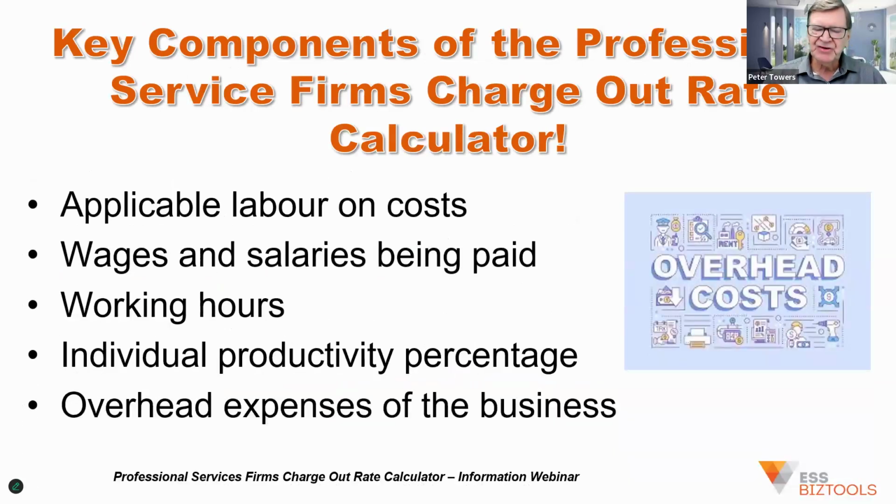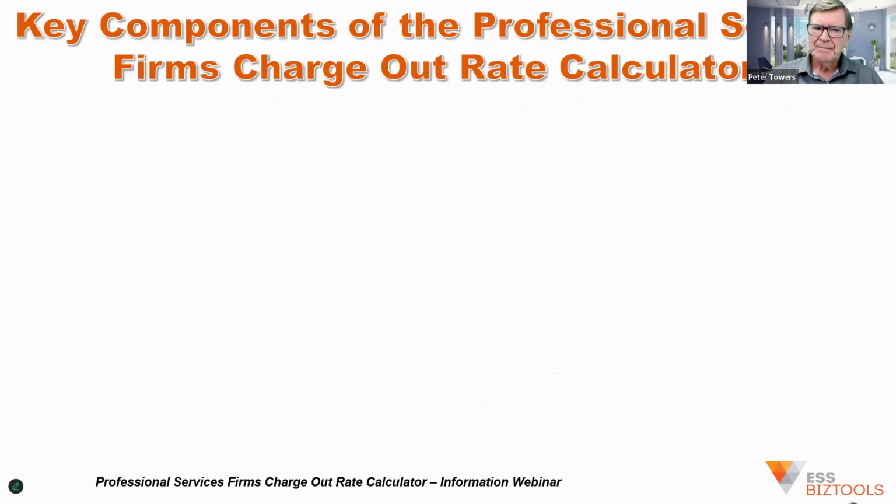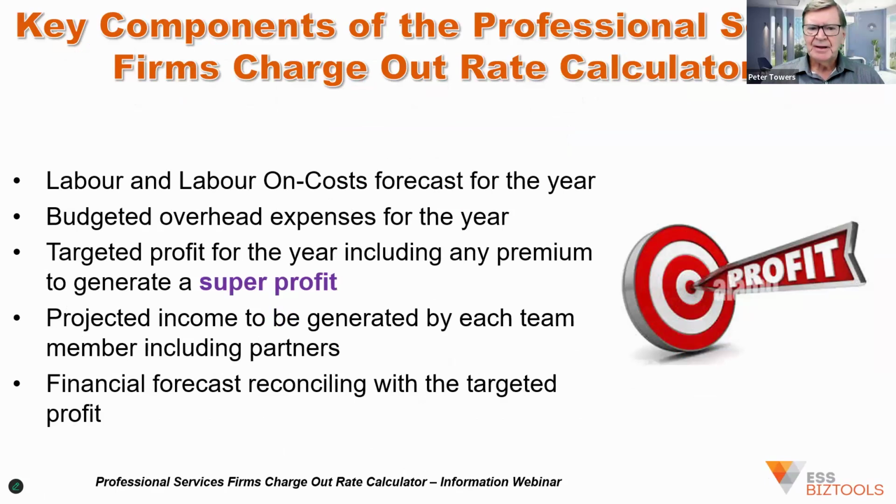So the key components of the professional service firm charge out rate calculator are the applicable labour on costs that apply, wages and salaries being paid, the working hours, individual productivity percentages that your client is anticipating that team members will achieve, and the overhead expenses of the business. As we go on to show you the calculator shortly, you'll see that we've got the labour and labour on costs forecast for the year, the budgeted overhead expenses, the targeted profit for the year, including any premium, creating a super profit, projected income to be generated by each team member, including partners, and the financial forecast then gets reconciled with the targeted profit.